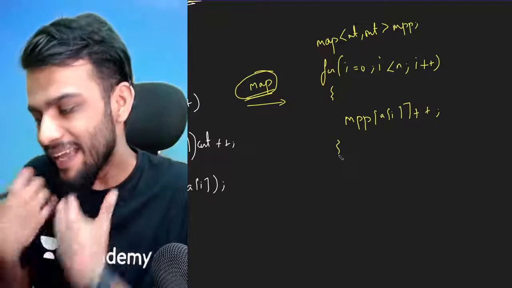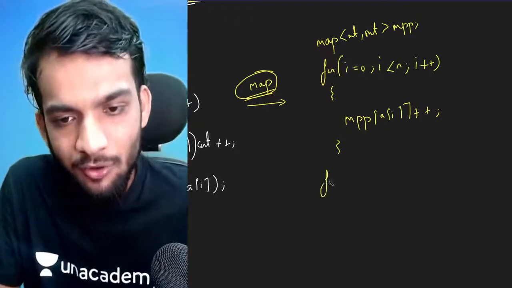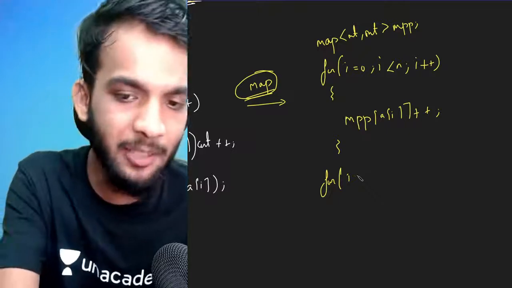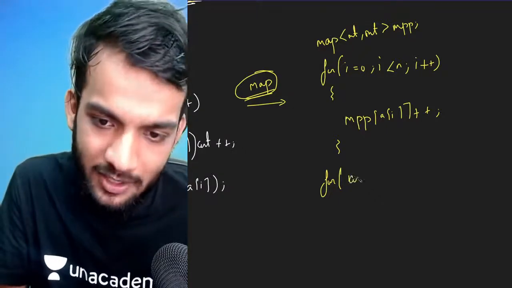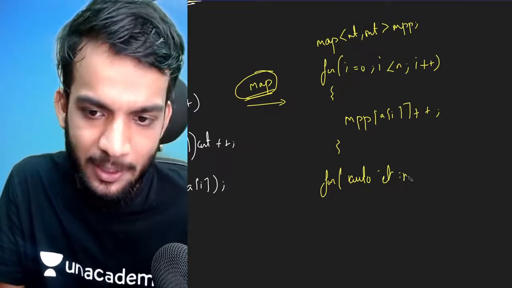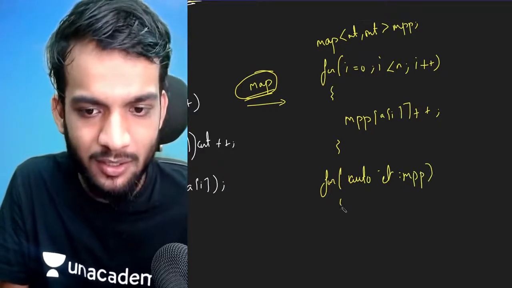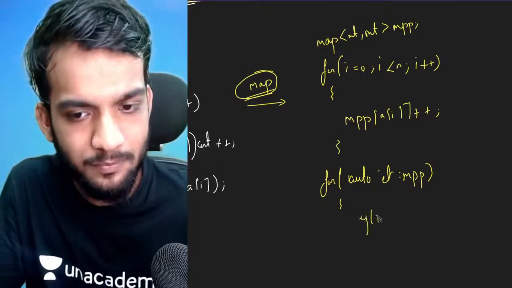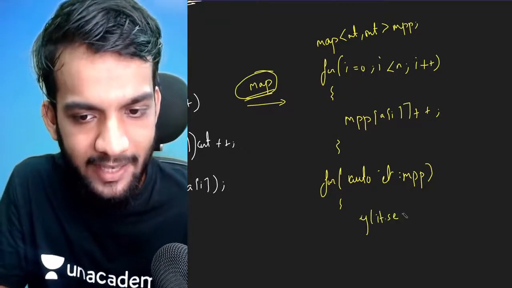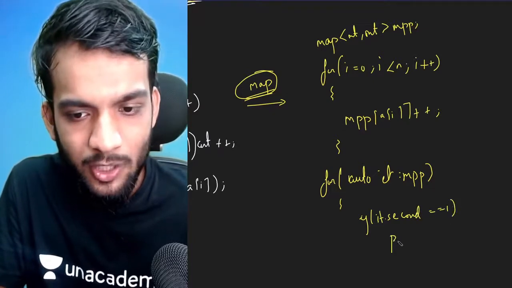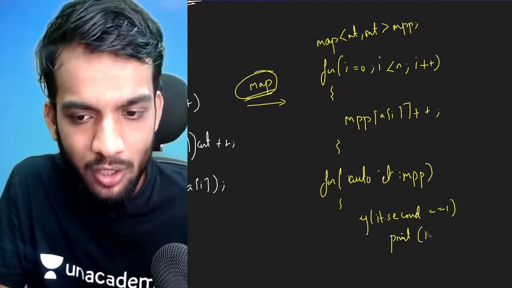So what I can say is, let's iterate in the map. That's auto of it, again the C++ STL course, guys, remember? Do you remember this thing being taught in STL? If it.second is equal to 1, then you can print it.first.